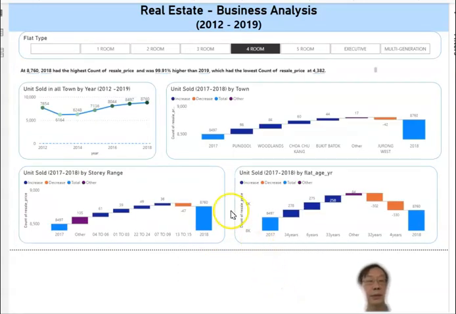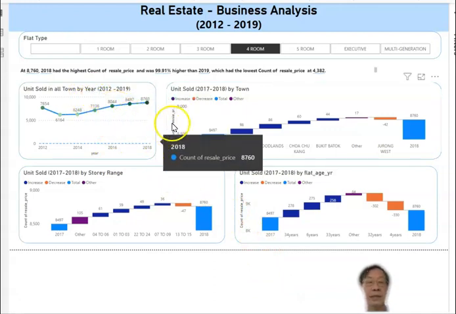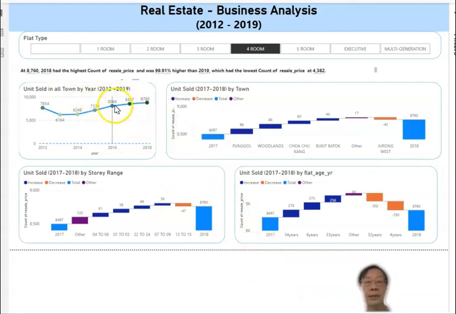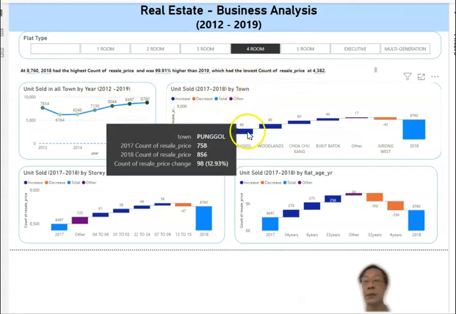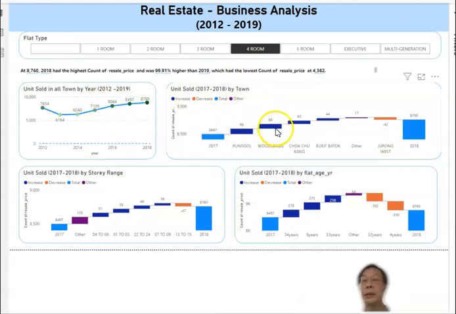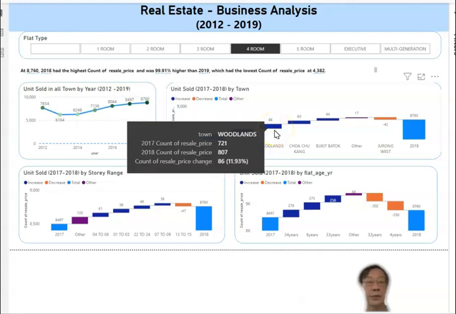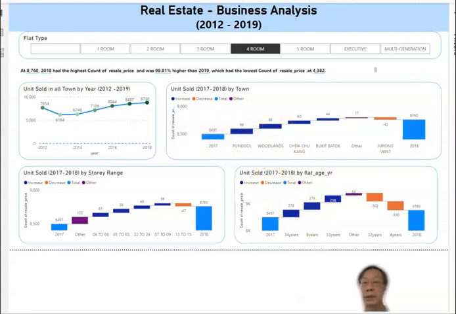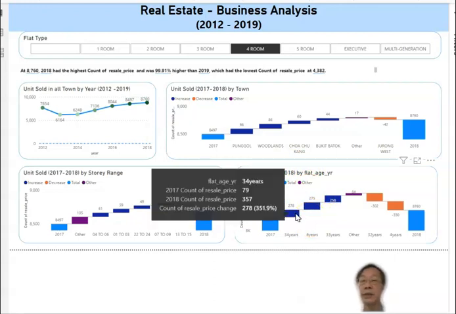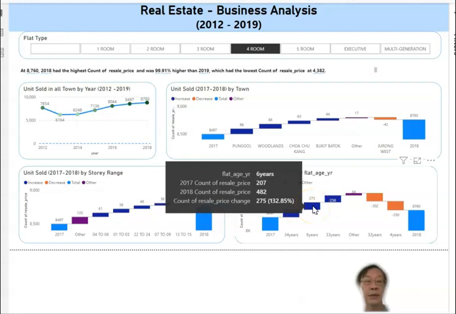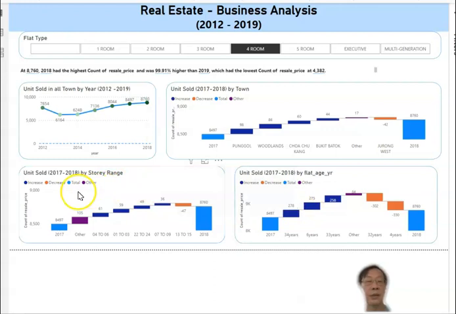The next trend page continues from the previous pages to analyze and understand the changes from one year to another. For example, in this year Punggol and Woodlands have the highest volume of transactions, and for this year, based on the flat age, 34 years and 6 years, which is after the MOP, the minimum occupation period, have high volume of transactions. This chart shows the lower floor has more transactions than the mid floor.